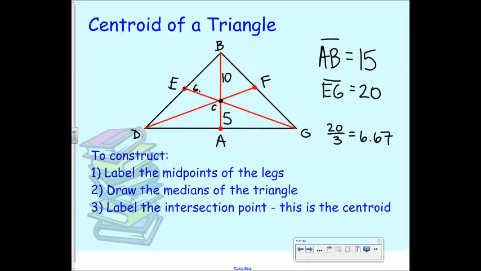And then what would you do to find CG? Either subtract from 20 or multiply it by 2. Either one is fine. So I'm just going to subtract from 20 because it's simpler. All right, and I end up with 13.33. So that means this is 13.33.